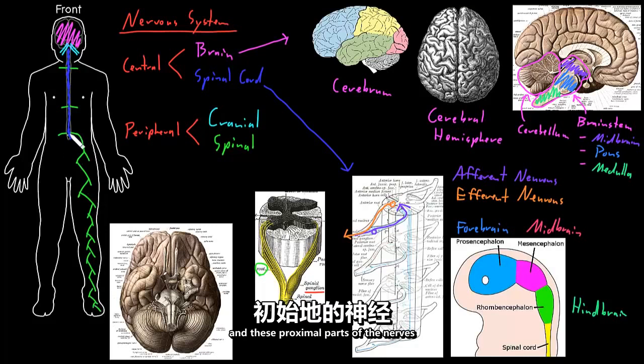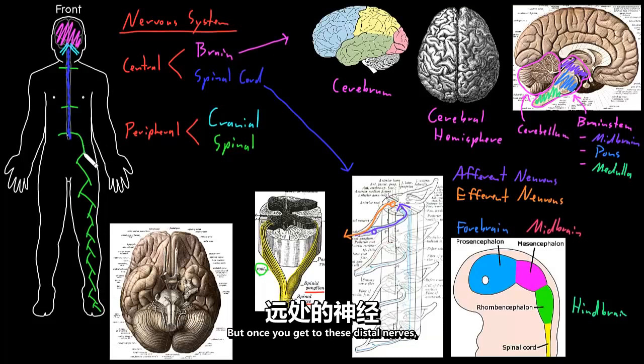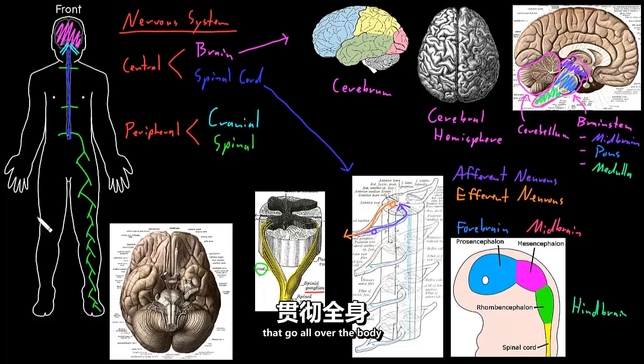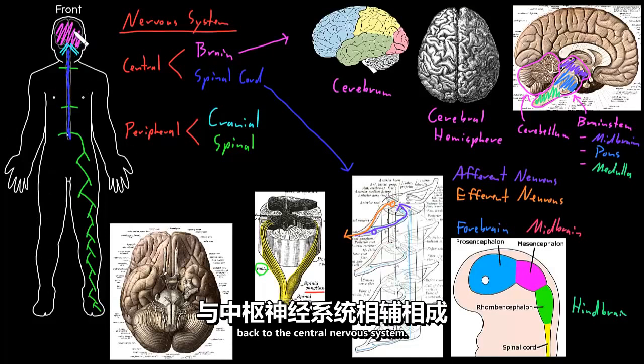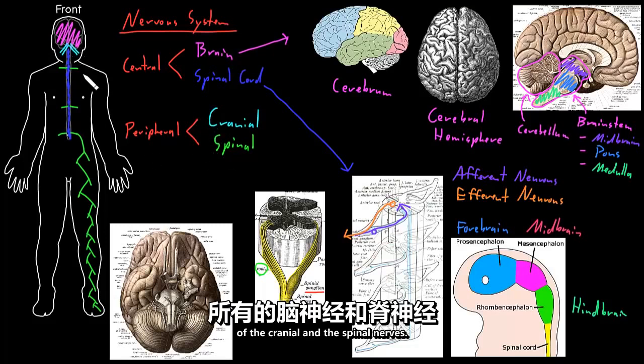And these proximal parts of the nerves are big nerves that we can see with the naked eye. But once you get to these distal nerves, after they've branched a bunch of times, they actually become microscopic. And they're little microscopic nerves that go all over the body, connecting the entire body back to the central nervous system. And this is true for almost all of the cranial and the spinal nerves.